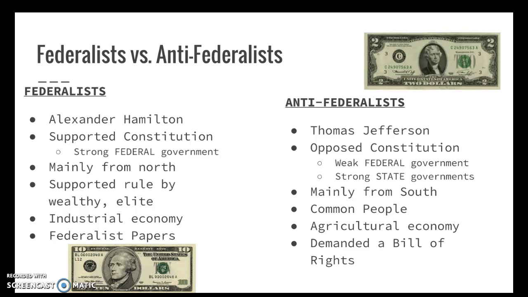Most Anti-Federalists were from the South. They were the common people, everyday average Joes. They supported an agricultural economy. They thought the economy should always be based on farming and agriculture.